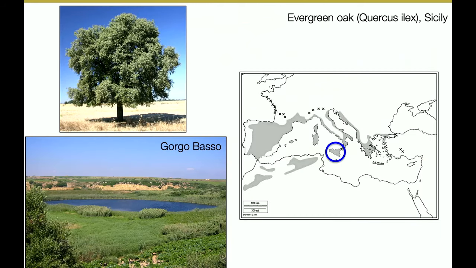There's a lot of conservation effort in Sicily to bring back this tree, Quercus ilex, the evergreen oak. It grows throughout the Mediterranean, but it's very, very rare in Sicily now, so there's a great effort to restore it and protect it. And we can understand the history of Quercus ilex by the sediment cores from this particular lake. This was studied by my Swiss colleagues.